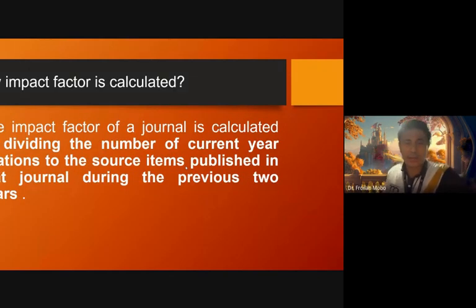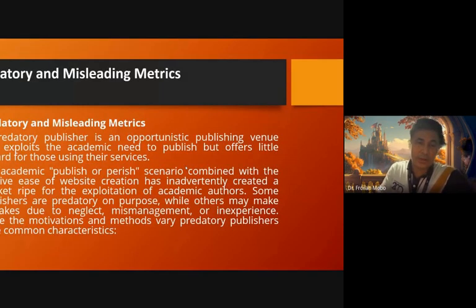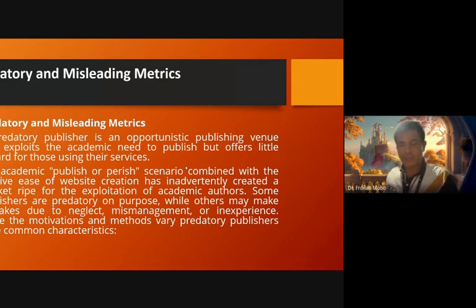Next, the impact factors calculated, of course. Then predatory misleading metrics. Sometimes there are so many things that we need to consider. The academic publisher personally combined with the relative ease of web creation has inadvertently created a marketing ripe for exploitation of academic authors. It's very important to always be active there. It's always important that we identify those misleading or predatory journals. Okay, so those are the important areas that we need to consider and always check.